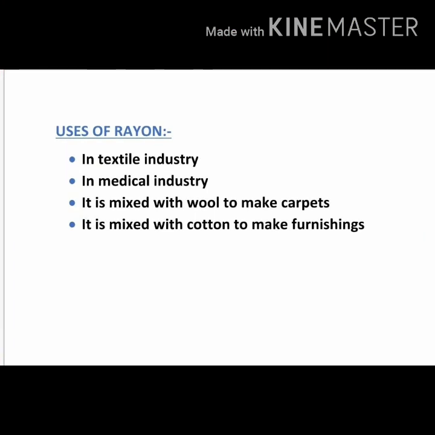And lastly, the uses of rayon. Rayon is used in the textile industry to make clothes. It is also used in the medical industry for making surgical dressings and bandages. It is mixed with wool and used to make carpets. It is mixed with cotton to make furnishings such as bed sheets, curtains, blankets, etc.